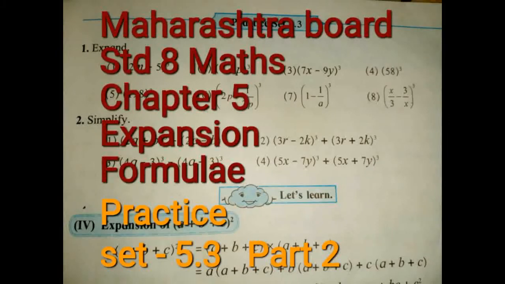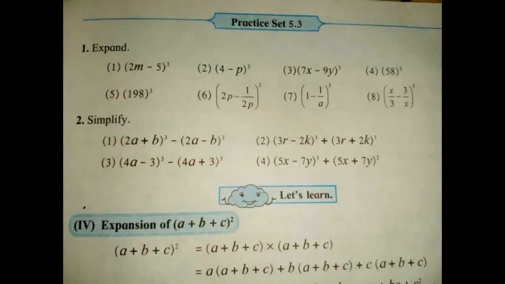Now we'll begin practice 5.3 part 2 on textbook page number 27. Question number 2, simplify. First one: (2a + b)^3 - (2a - b)^3.